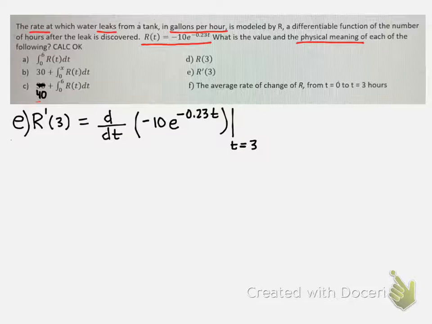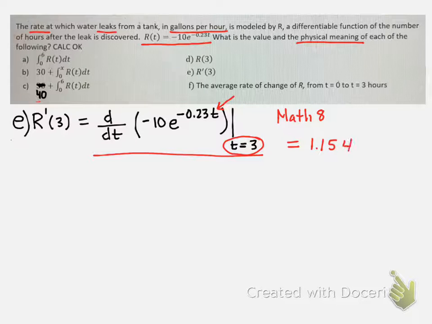So to calculate part E, again, I would use Math 8 on my calculator. And you're going to plug in something that looks just like what's been written here, where t will be 3. You won't plug it in here. The t will go in the formula, but t equals 3 will be the instant that we're looking at. And our answer is 1.154, and our units would now be gallons per hour per hour, because we're taking the derivative of that rate.